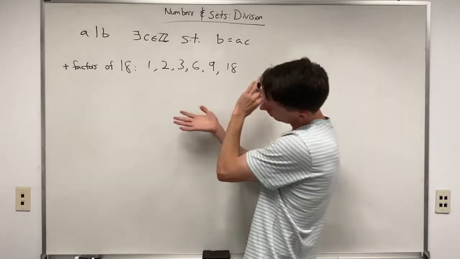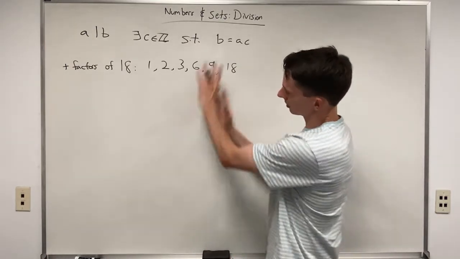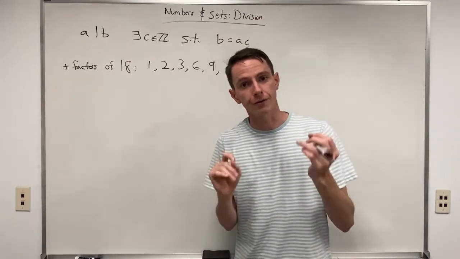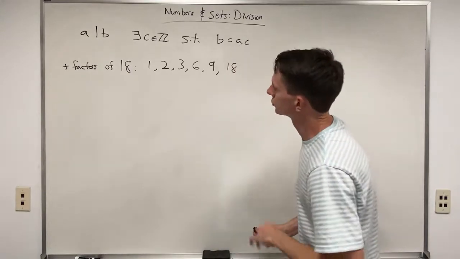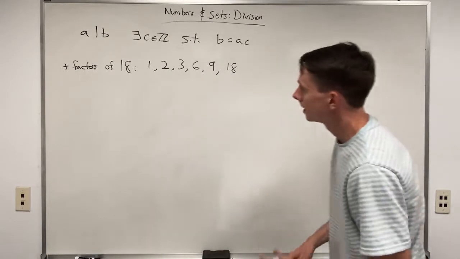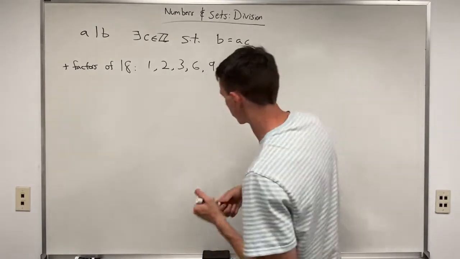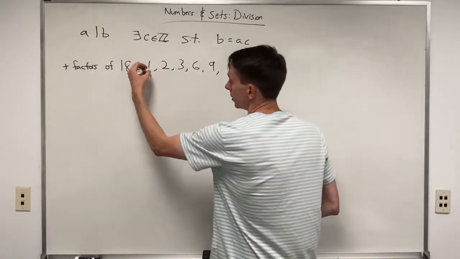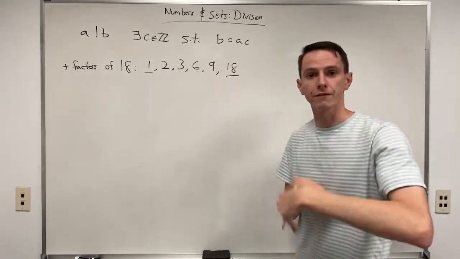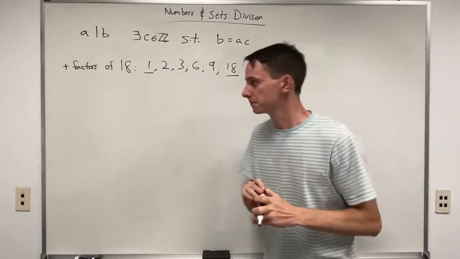And after looking at some of the positive factors of a number, we also took a little bit deeper of a look and started to classify different factors of a number. So first thing to note when looking at factors of a number, such as 18, is that every number is guaranteed to have at least two positive factors. The first being the number 1, and the second being the number itself. So if we're looking at factors of 18, 18 is also guaranteed to be a factor.